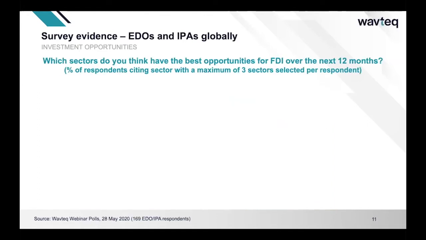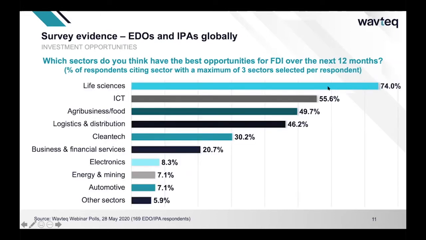But at WavTech, we did a survey with about 170 IPAs or EDOs, where we were asking what their opinions are, which sectors they think are going to be the ones to come back and grow the fastest. And 74% of IPAs, and this is from everywhere in the world, believe it's life sciences, followed by ICT, followed by agribusiness, which is what you would expect.